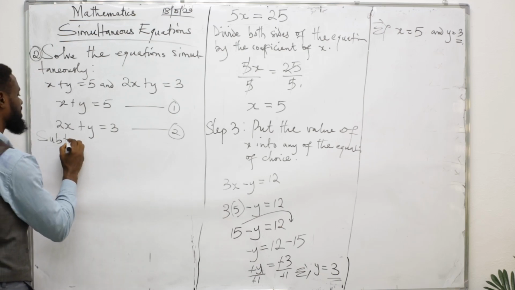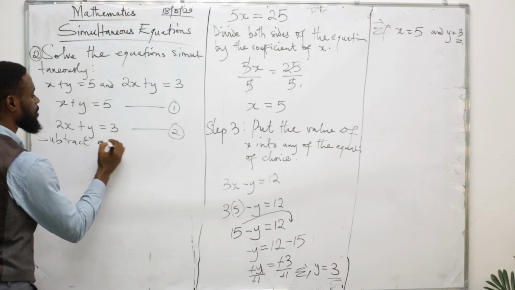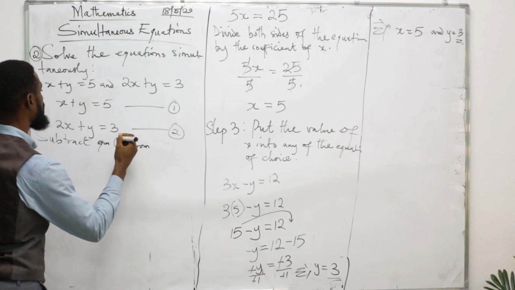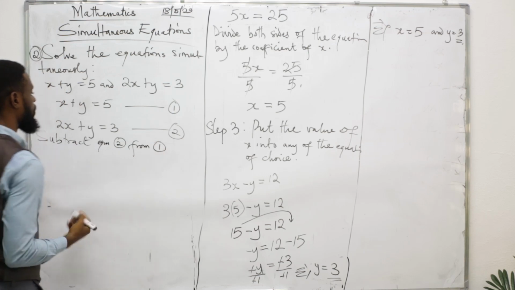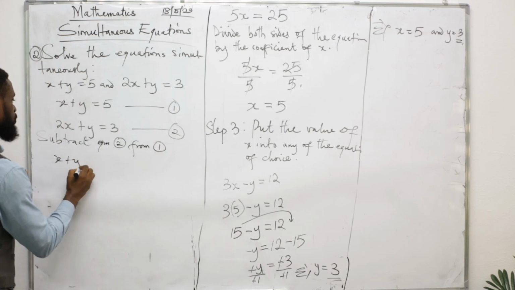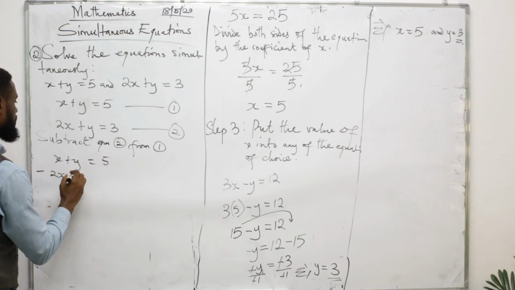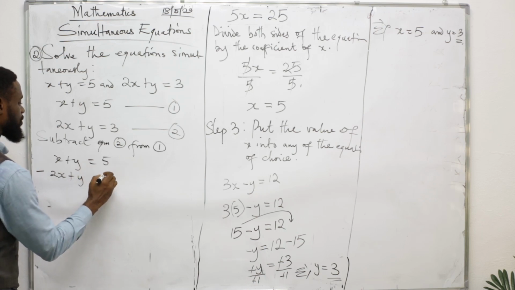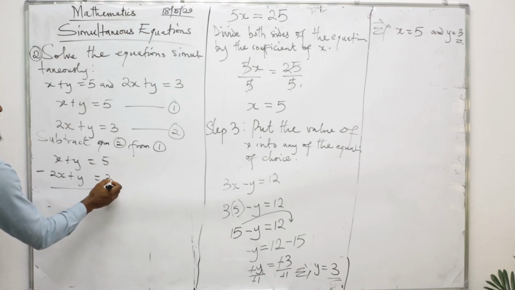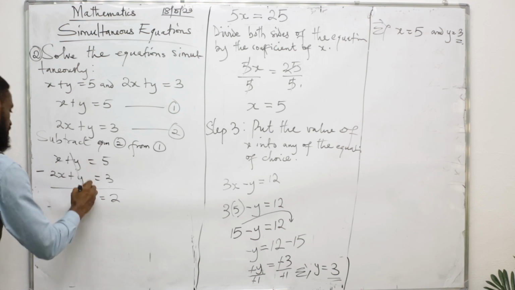So subtract equation 2 from 1. What that means is x plus y is equal to 5 minus 2x plus y is equal to 3. This minus this, 5 minus 3 is 2, is equal to y minus y goes off.